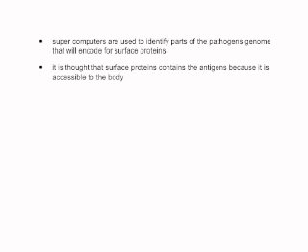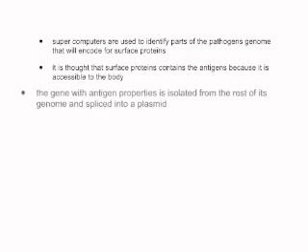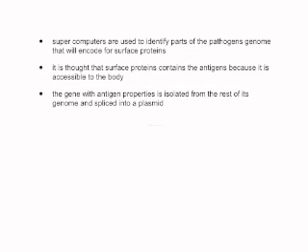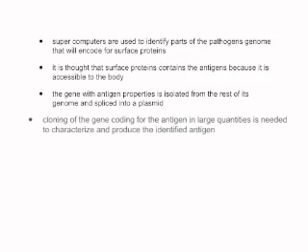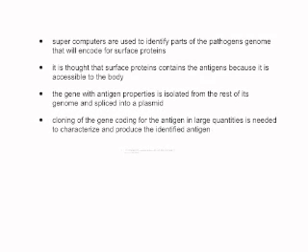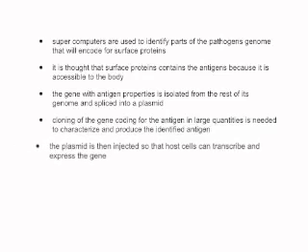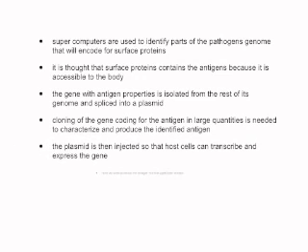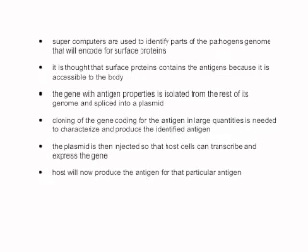Supercomputers are used to identify parts of the pathogen's genome that will encode for surface proteins. It is thought that surface proteins contain the antigens because they are accessible to the body. The gene with antigen properties is isolated from the rest of its genome and spliced into a plasmid. Cloning of the gene coding for the antigen in large quantities is needed to characterize and produce the identified antigen.